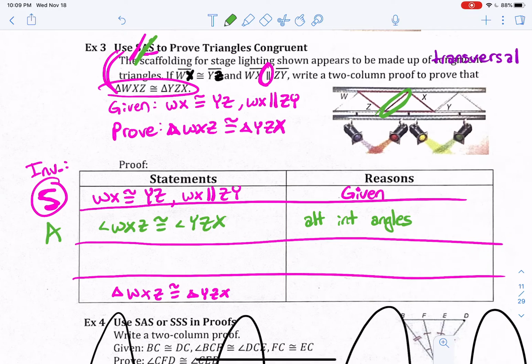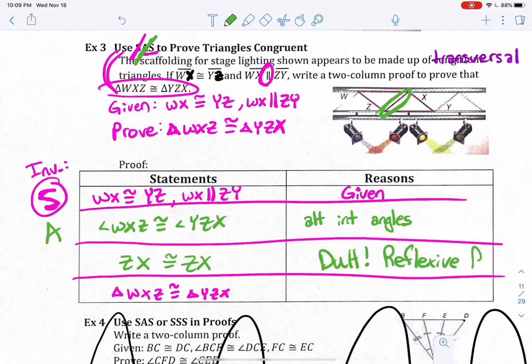And we had something kind of like that yesterday. This middle segment is the same as itself. We would say that ZX is going to be congruent to ZX. And that was that duh, right? We had that duh before, which is called the reflexive property. Okay, reflexive property. And that gives me my other side. So I have my side, my angle, and my other side.